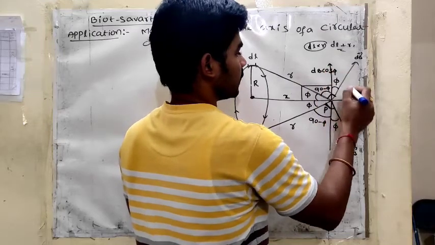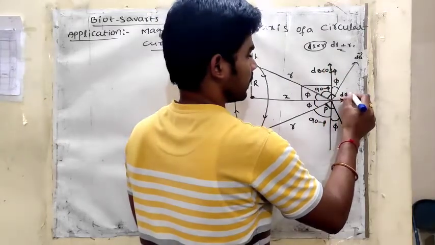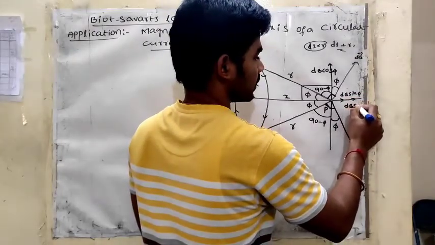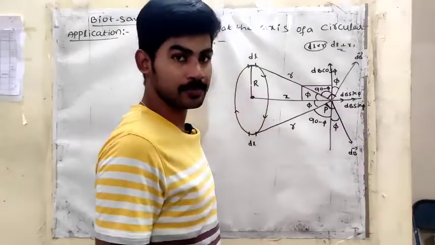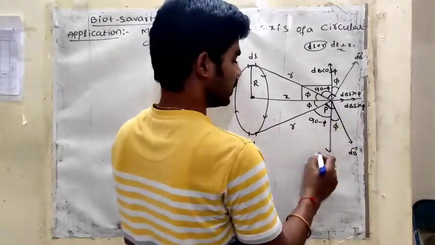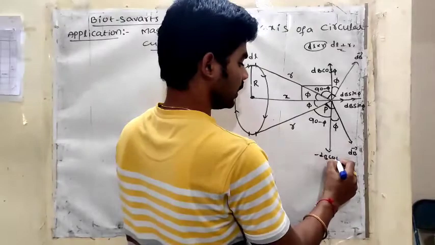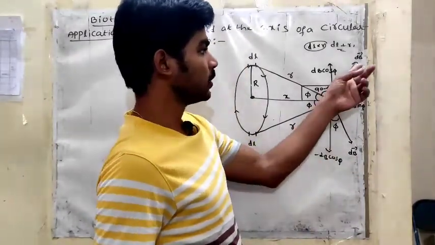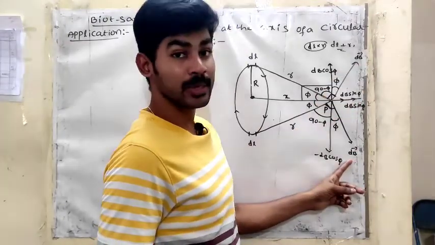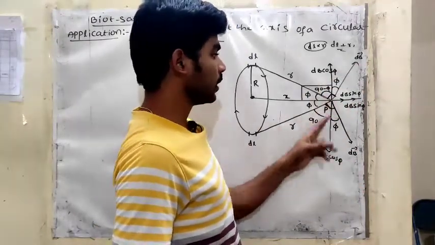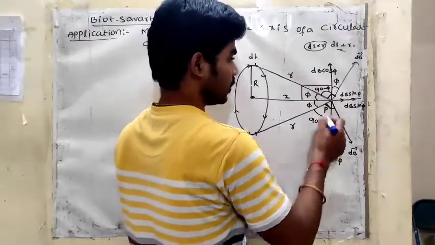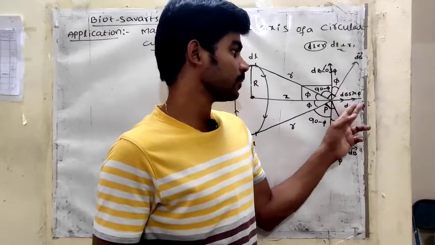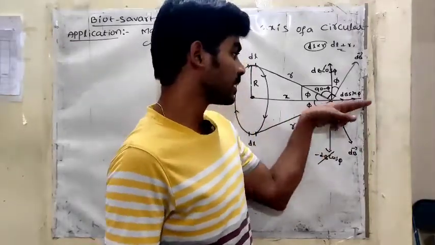One is dB cos phi, and on this side it is dB sin phi. Here also one more component, dB sin phi. On this side, there is one more component dB cos phi, but this is along the negative axis, that's why minus dB cos phi. Here also dB is the resultant magnetic field. So the vertical components cancel each other, and the net magnetic field acts along the axis only.